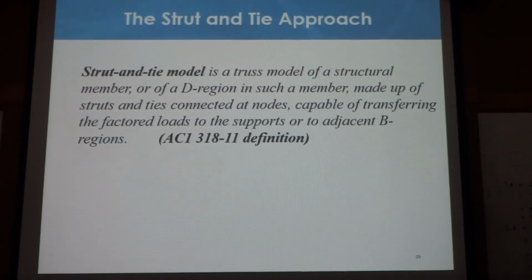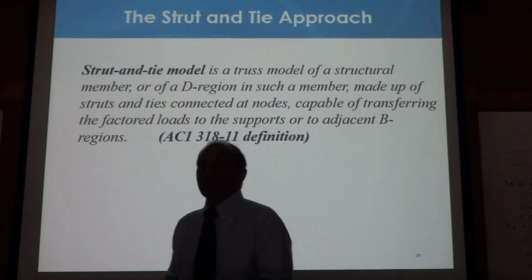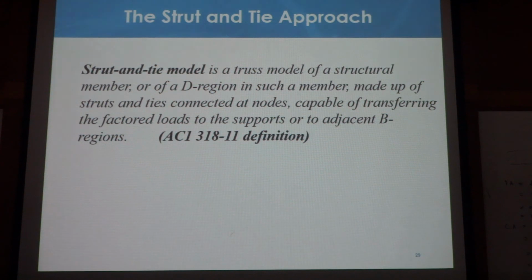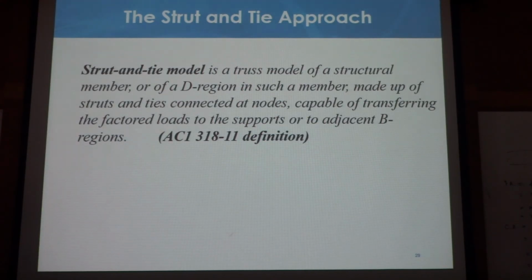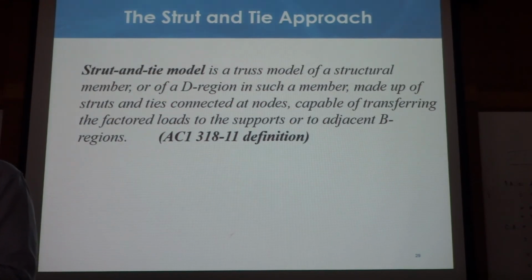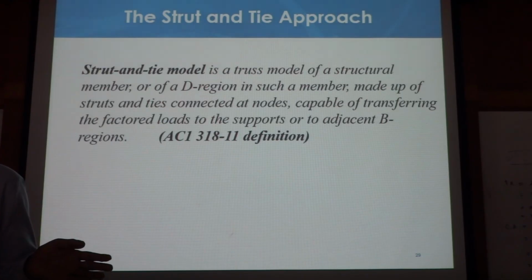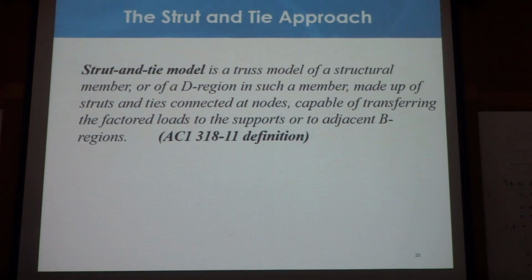This is the definition adopted by the ACI. They adopted it very late, but they adopted it, as you can see in 11. Strut and tie is a truss model of a structural member or D region. So now they are trying to be safe. They don't want you to use this everywhere because otherwise all parts of the code will become redundant, right? So they say no. Only for D region you can do that, and we will see why.